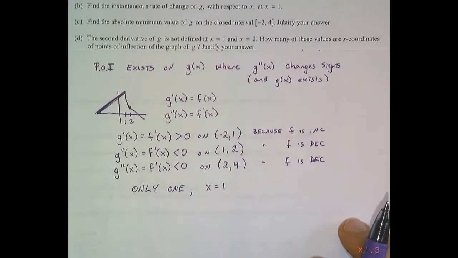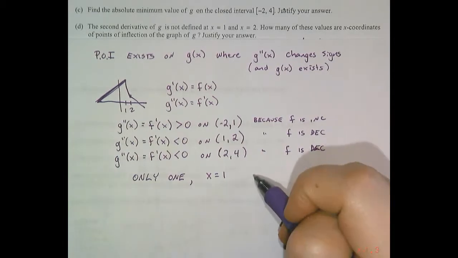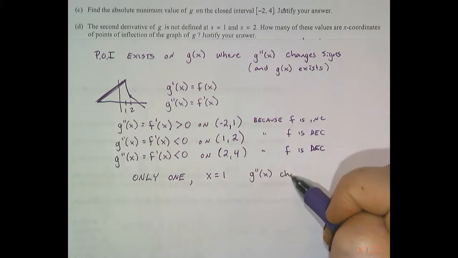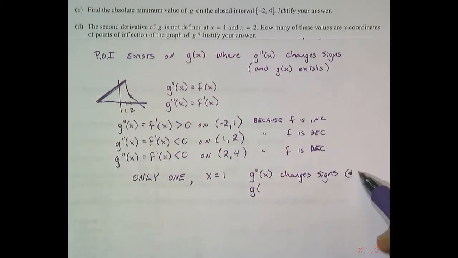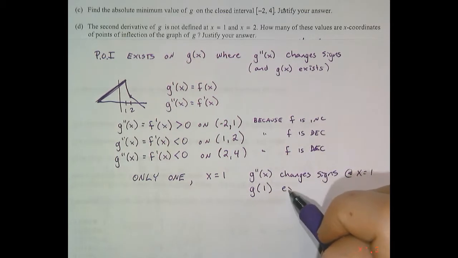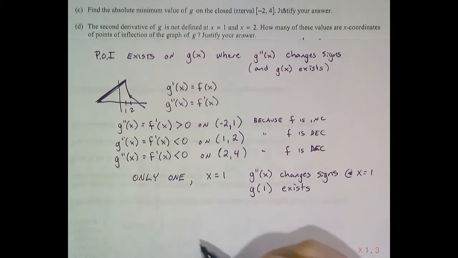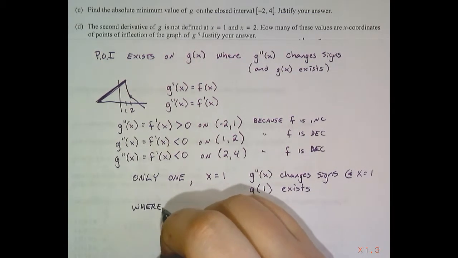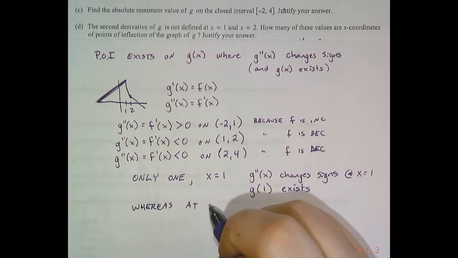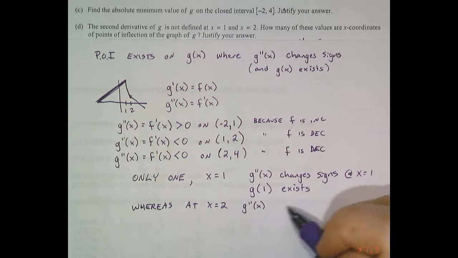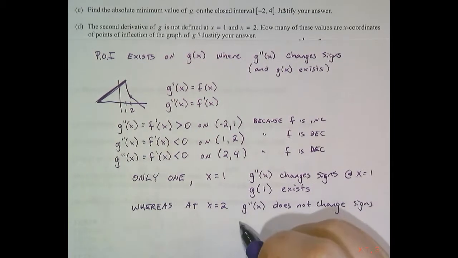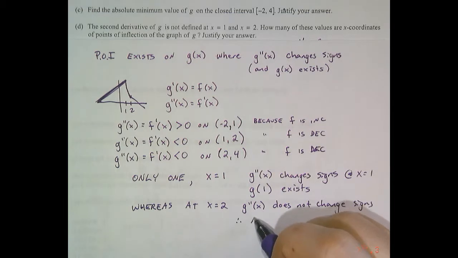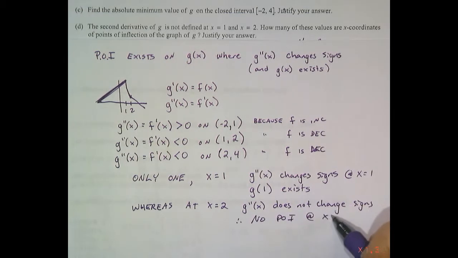And then just to round out our explanation, only one, x equals 1, and that's because g prime prime of x changes signs, and g of 1 exists, whereas at x equals 2, g prime prime of x does not change signs. Therefore, no POI at x equals 2.